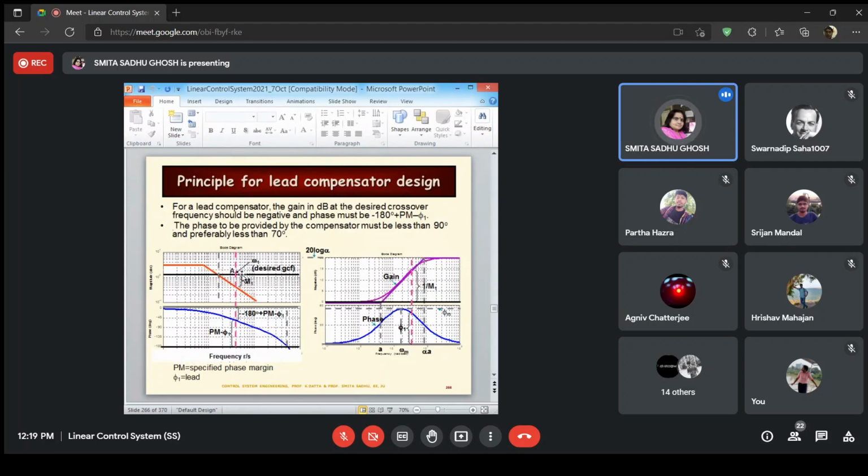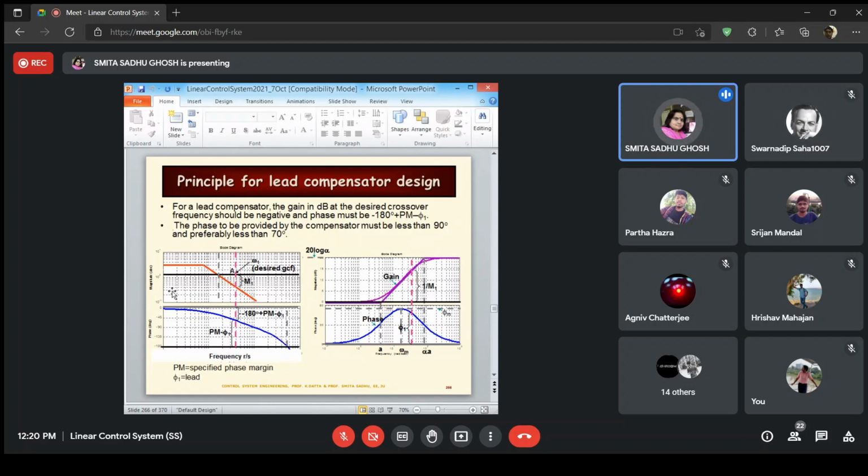If I place the desired gain crossover frequency at, say, omega 1, originally the magnitude of the uncompensated system at omega 1 you can read from here. This is in absolute scale, and the other is in decibel scale. I hope you are familiar with the absolute scale and decibel scale, aren't you?